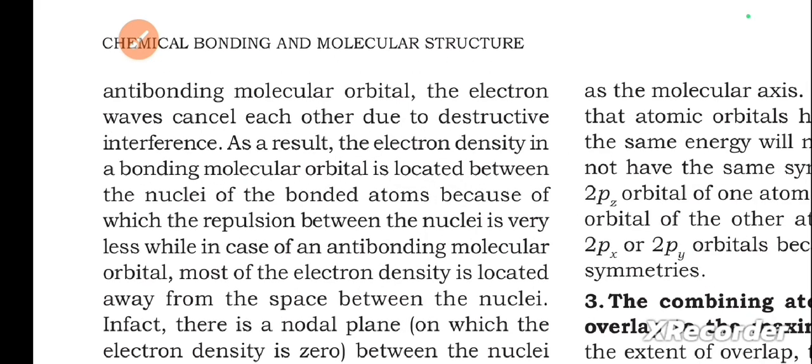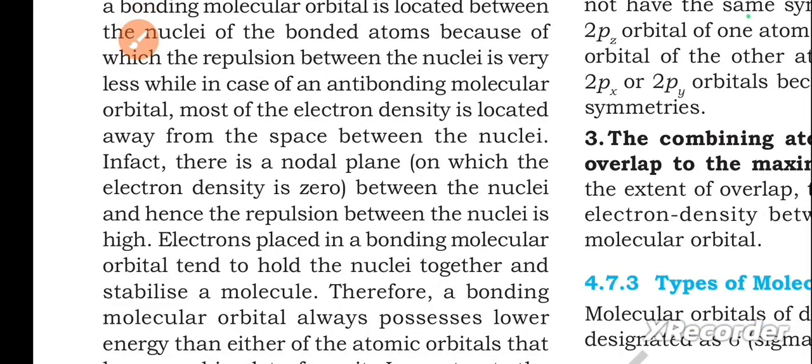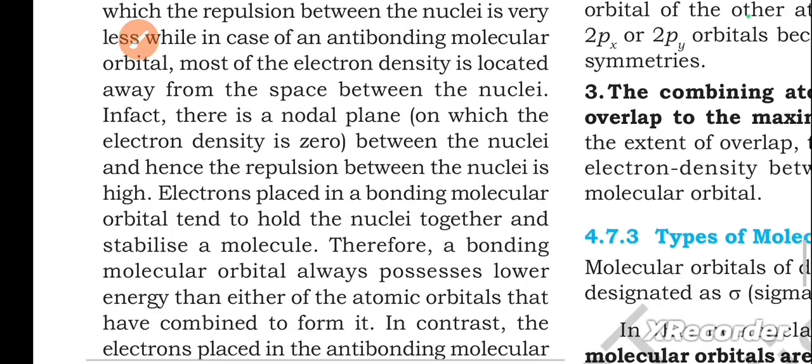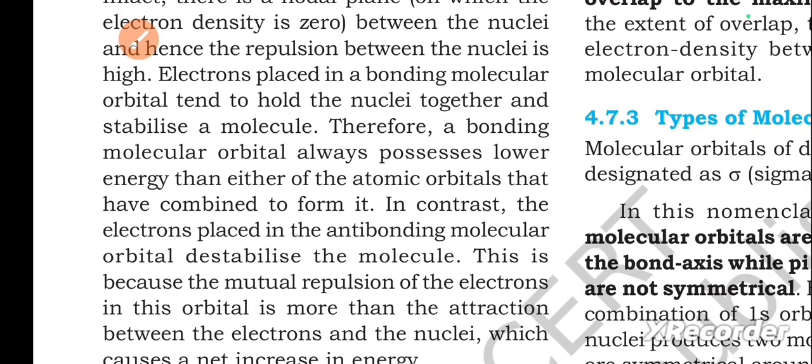As a result, the electron density in a bonding molecular orbital is located between the nuclei of the bonded atoms, because of which the repulsion between the nuclei is very less, while in case of an anti-bonding molecular orbital, most of the electron density is located away from the space between the nuclei. In fact, there is a nodal plane on which the electron density is zero between the nuclei, and hence the repulsion between the nuclei is high. Electrons placed in a bonding molecular orbital tend to hold the nuclei together and stabilize a molecule.